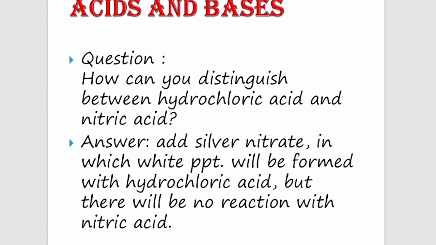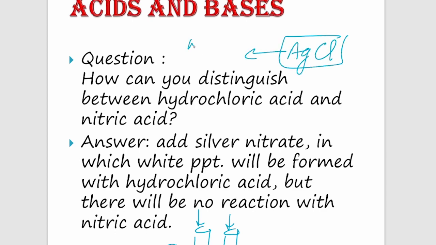How can you distinguish between hydrochloric acid and nitric acid? Very important question. Add silver nitrate, in which a white precipitate forms. In both, you have to identify which is the nitric acid and which is the hydrochloric acid. Hydrochloric acid has the halide ion. This chloride ion will react with silver and it will form silver chloride that is of white color. But there will be no reaction with nitric acid.